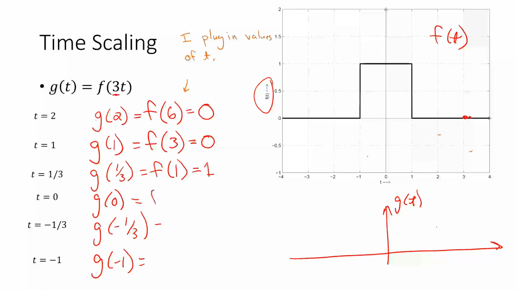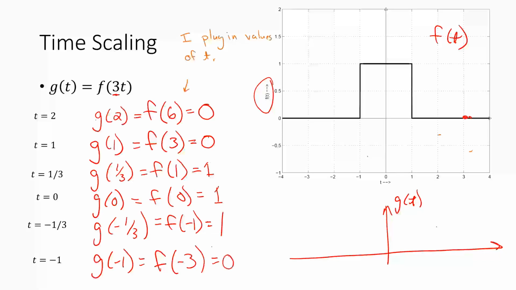g of 0 is f of what? 0, which is 1. So if I plug in g of -1/3, that would be f of what? -1, which is what according to this? 1. This is exciting stuff, right? So g of -1, this is easy stuff though. It's maybe a nice break. f of what? -3. What's that according to this picture?